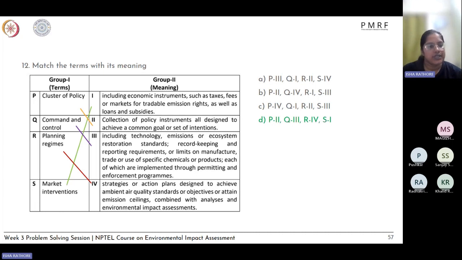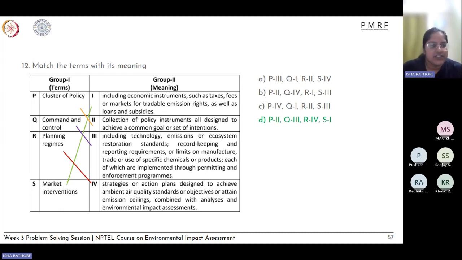Then command and control includes technology, emissions, or ecosystem restoration standards, record keeping and reporting requirements, or limits on manufacture, trade or use of specific chemicals or products, each of which are implemented through permitting and enforcement programs, hence the name command and control. So these are policy instruments which exert a sort of command and control based on the statements or standards and limits which they have set up on either the producer or consumer. So Q matches with 3.